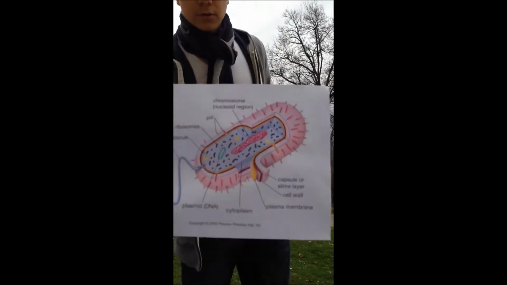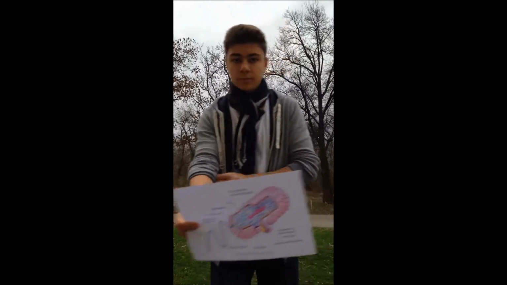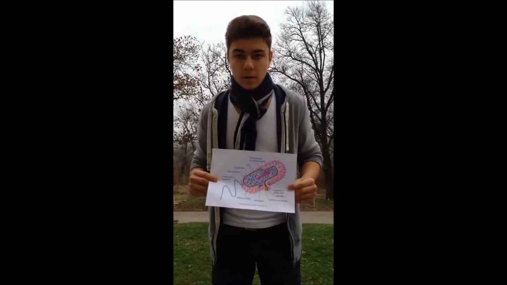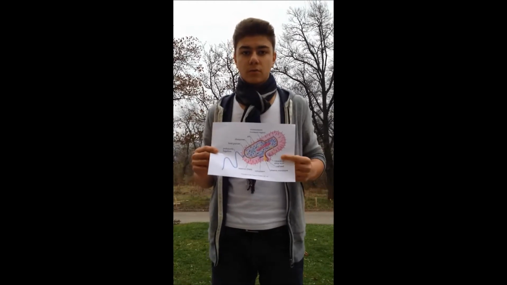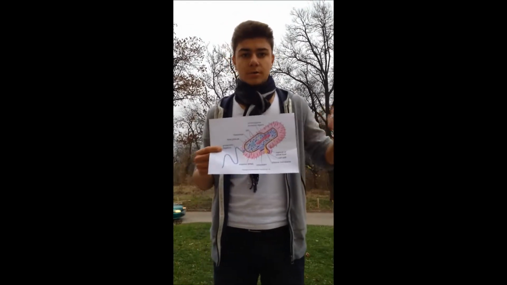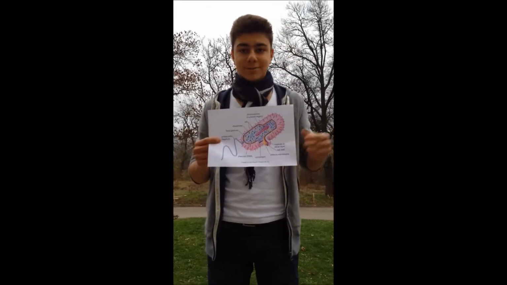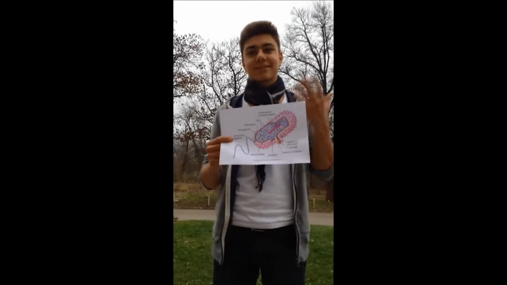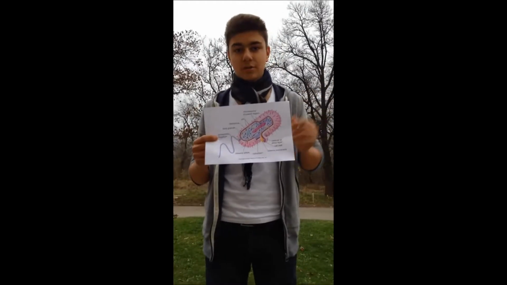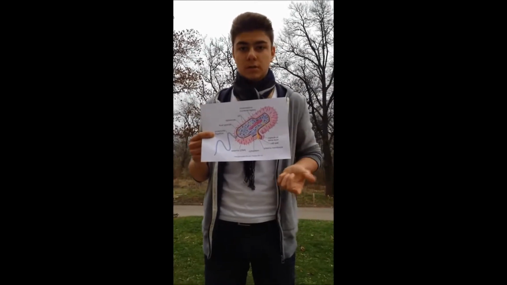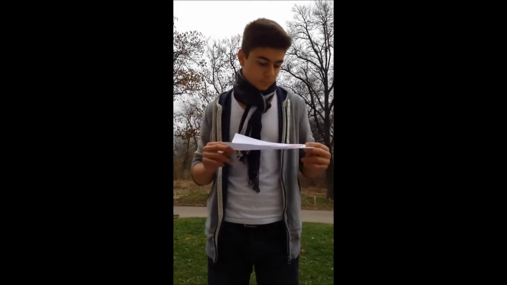Next is the mesosome. The mesosomes are the foldings present inside of the membrane. Mesosomes play a vital role in cellular respiration, replication of DNA, cell division, separation of chromosomes during cell division, and also perform the role of Golgi bodies and mitochondria.